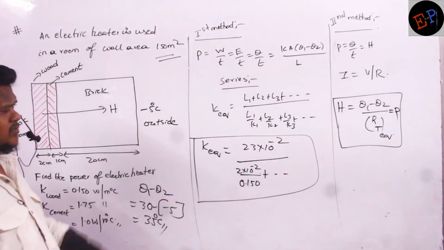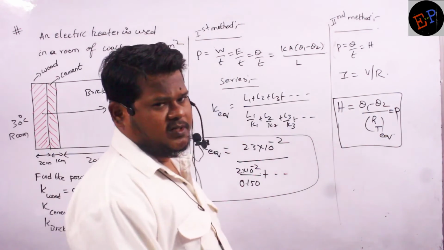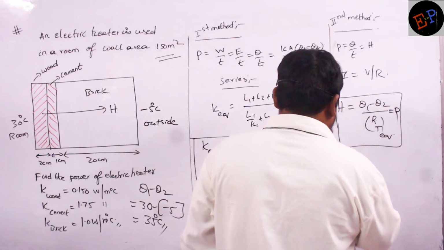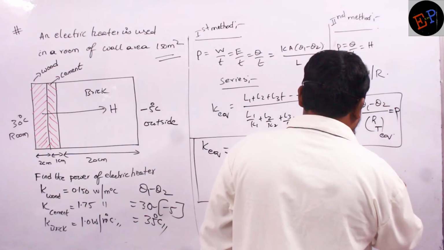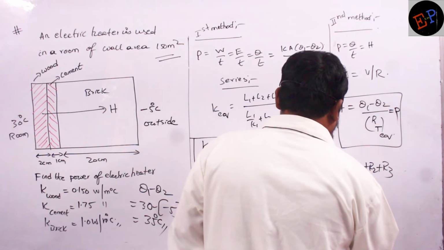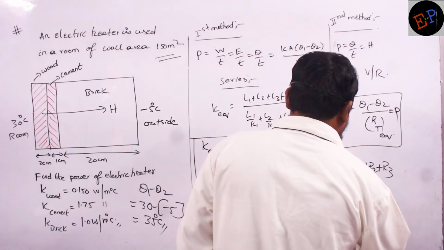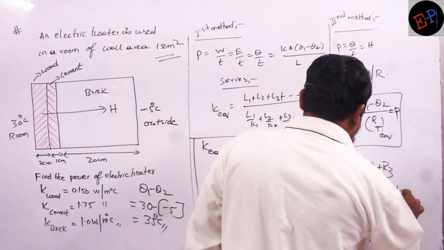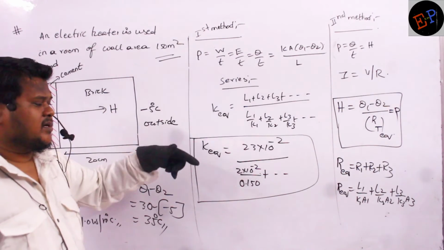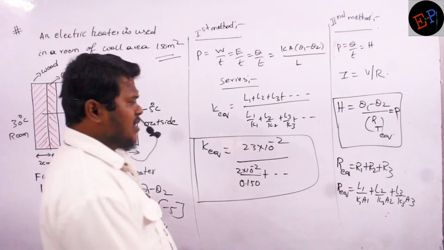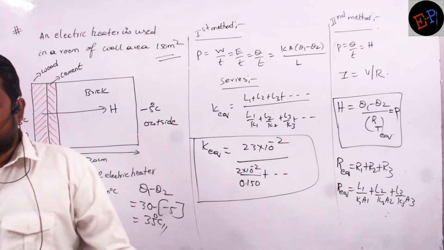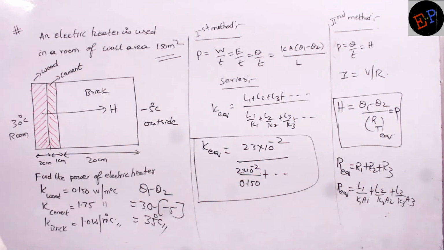Is this a series combination or a parallel combination? Series. So what is the formula for series combination? R equivalent equals R1 plus R2 plus R3. You know the formula of R: L1 divided by K1A1 plus L2 divided by K2A2 plus L3 divided by K3A3. Areas are the same, 150, but the L values are different and the K values are also different. So calculate this R equivalent, substitute here, and you will get the heat current. Heat current is nothing but power. That is the second method of calculation. Understood now? Very simple.